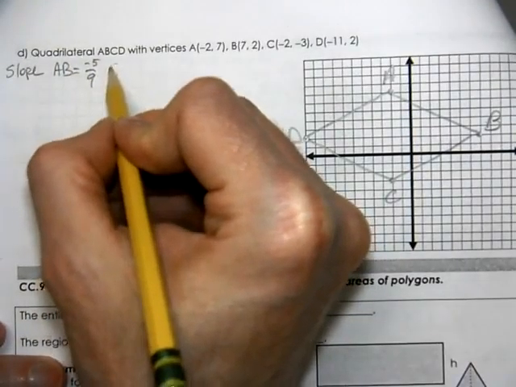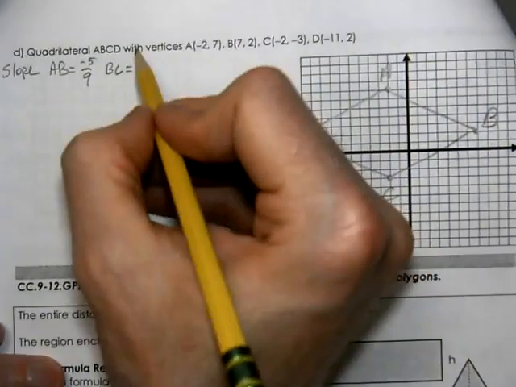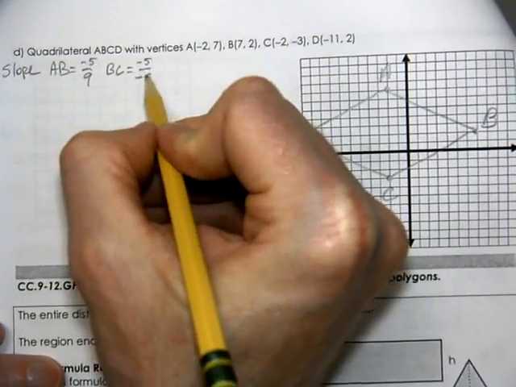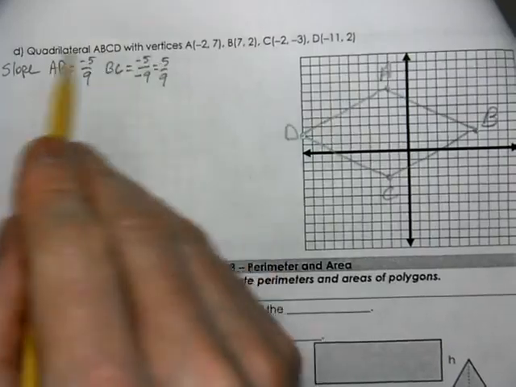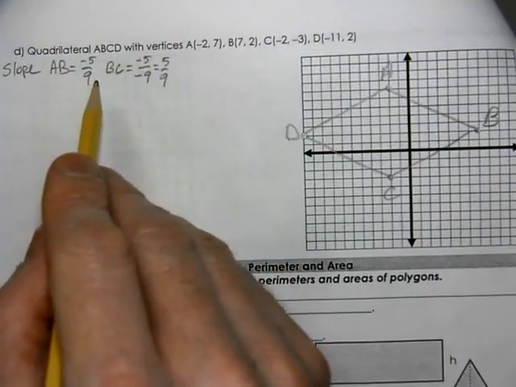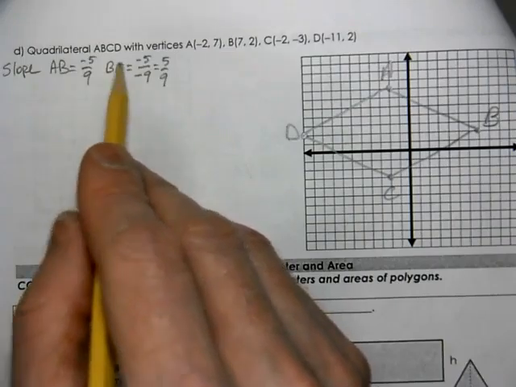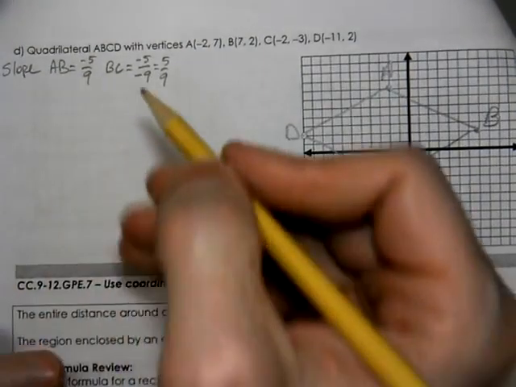The slope of BC, down 5 and over 9. That's down 5 and backwards 9. So that gives us a little bit different slope. They're opposites, but they're not reciprocals. So that's not a 90-degree angle. They're opposites, though, but not reciprocals. So they're not perpendicular.